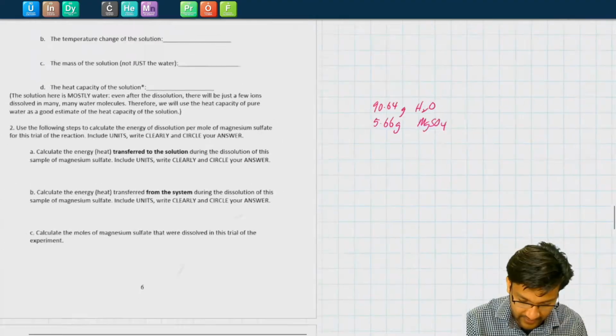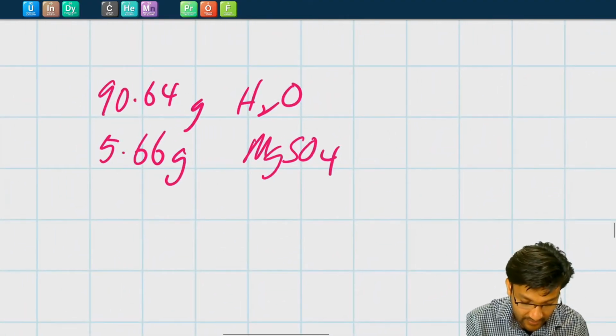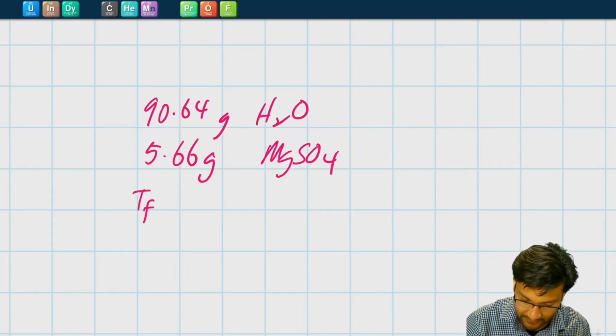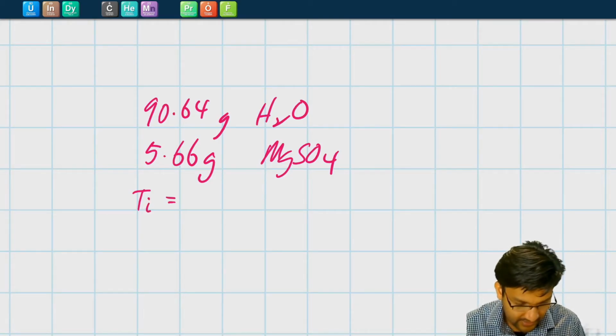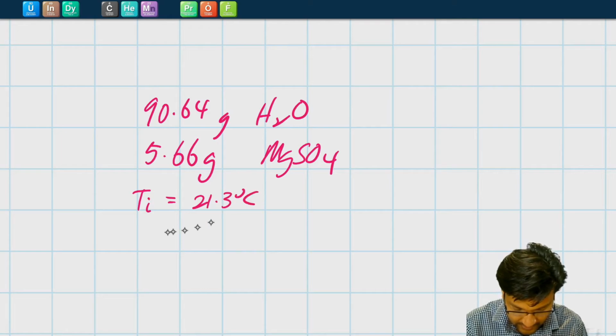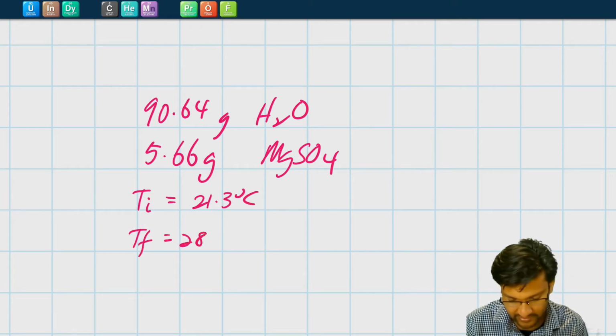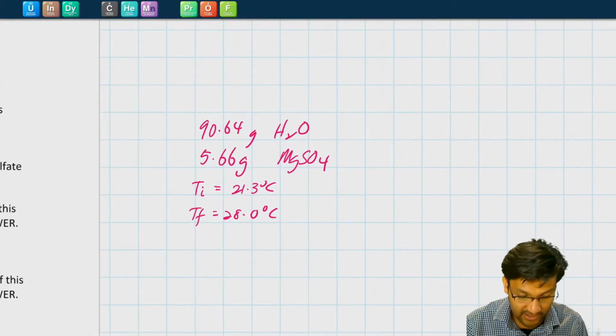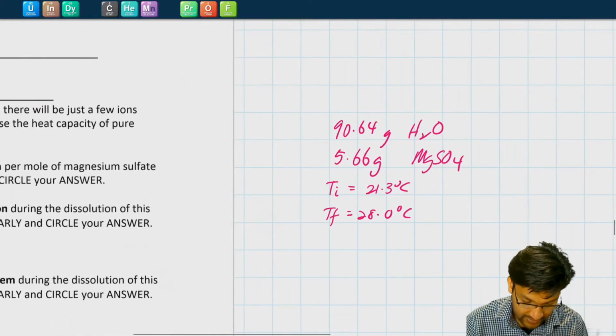Yep, magnesium sulfate. And our initial temperature, so let's use the same color. Initial temperature, not final temperature. There we go. Initial temperature was, let's say, 21.3 degrees Celsius, and the final temperature was, let's say, 28.0 degrees Celsius. Let's use these as the starting point for our calculations.